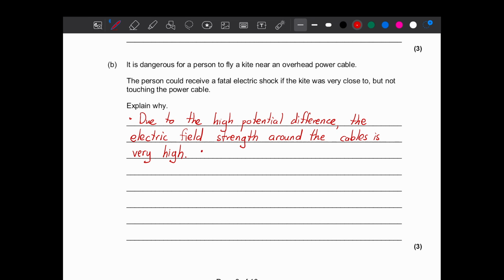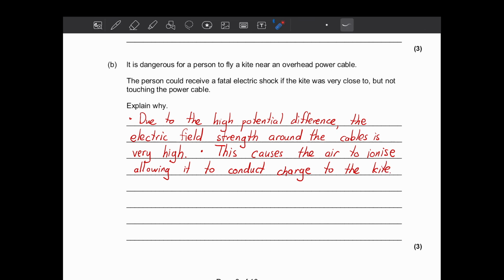Moving on to the second marking point, talking about what happens to the air. This causes the air to ionize. Now, if you've been doing past papers, you may have seen this being referred to as the air breaking down or the air becoming a conductor. We can add to our answer here, just to elaborate that. This causes the air to ionize, allowing it to conduct charge to the kite.